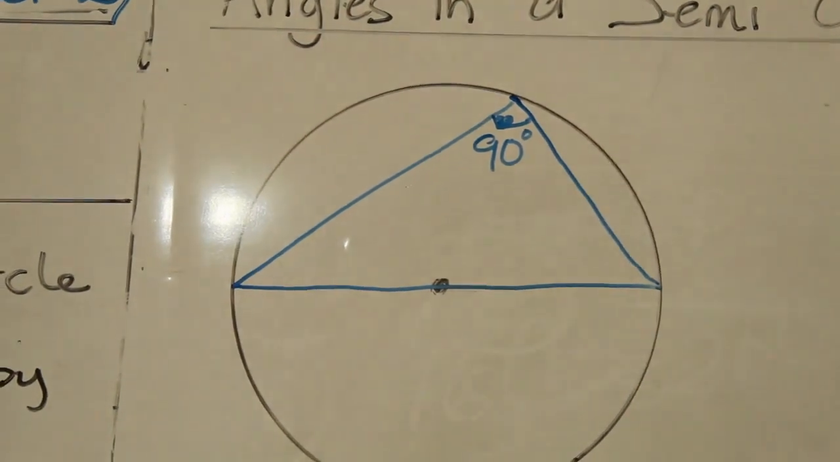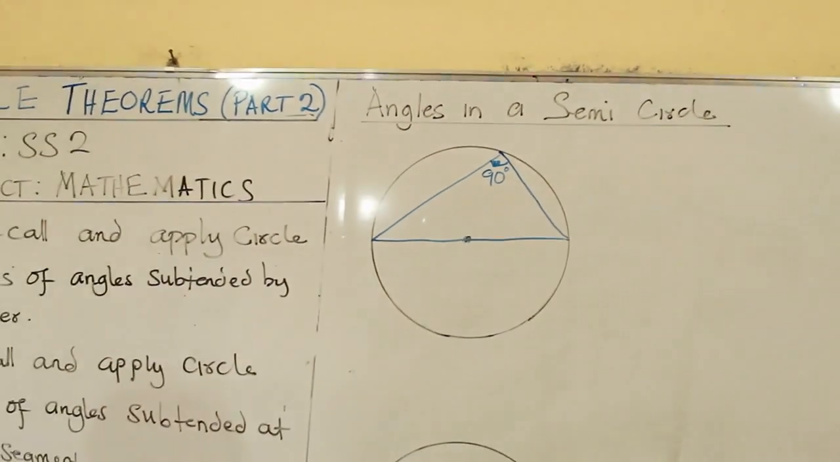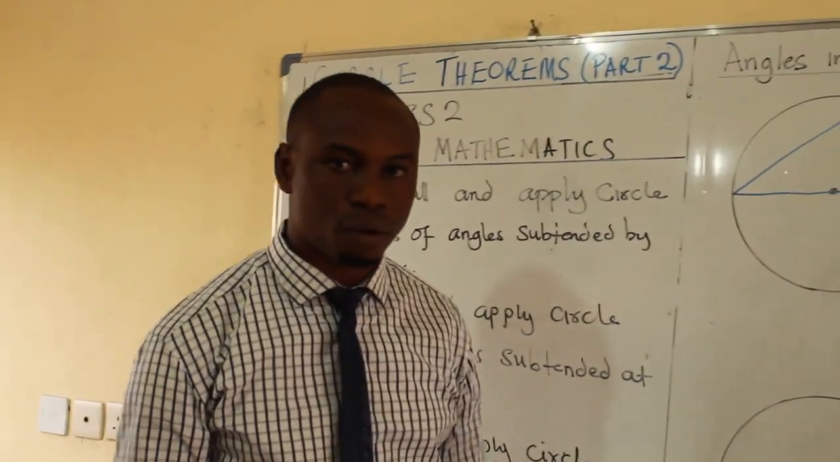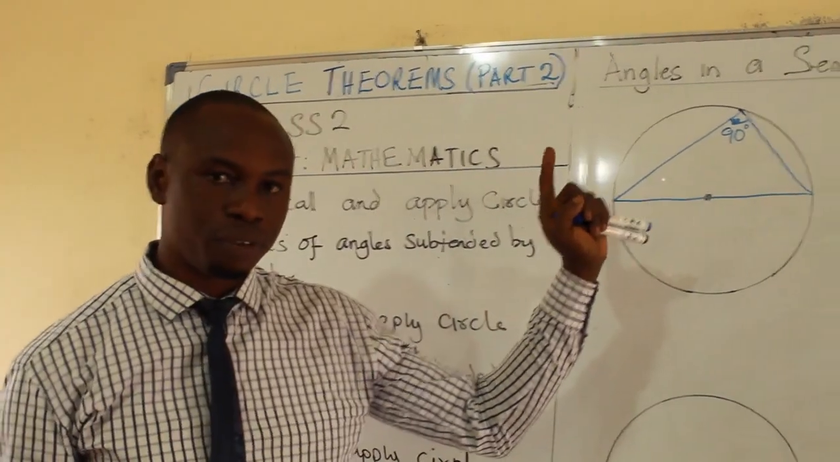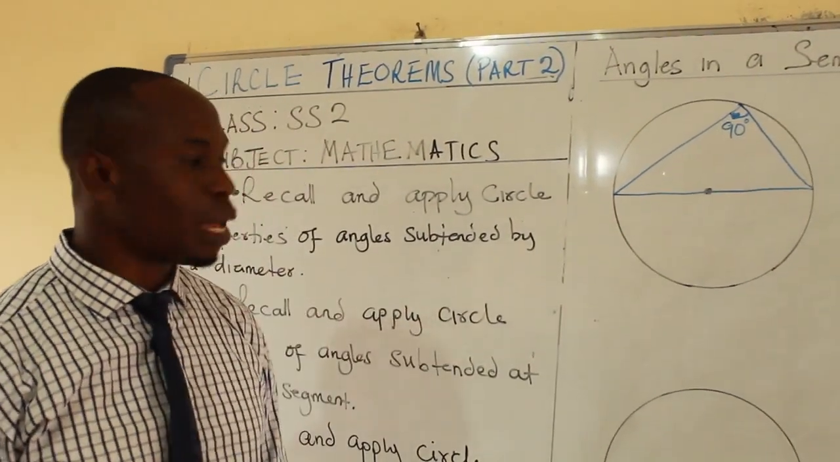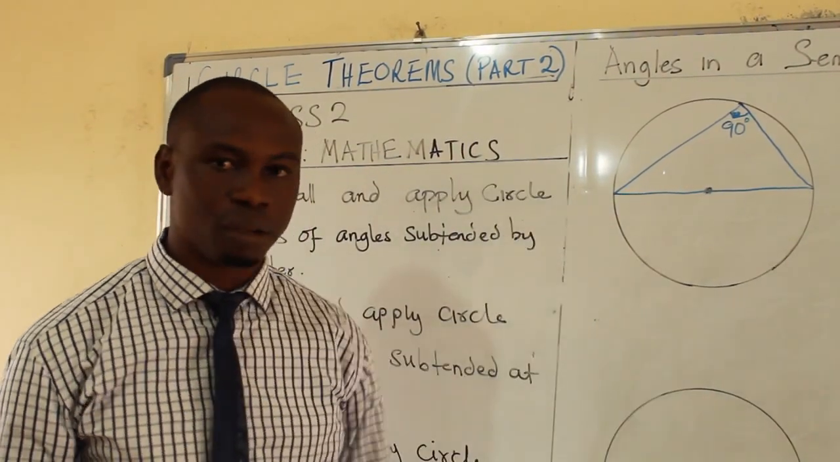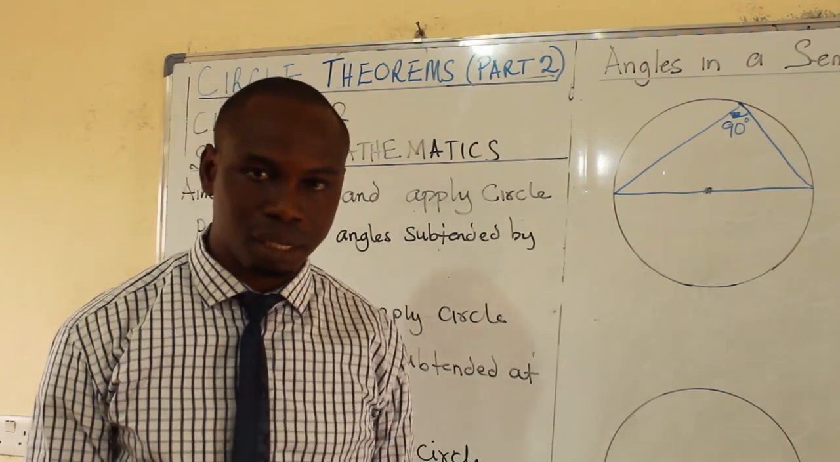You can try this at home. You can draw any circle, draw the diameter of the circle, and draw a line from one end of the diameter to touch any part of the circumference, and then draw another line from that part of the circumference to the other end of the diameter. The angle formed must be 90 degrees.